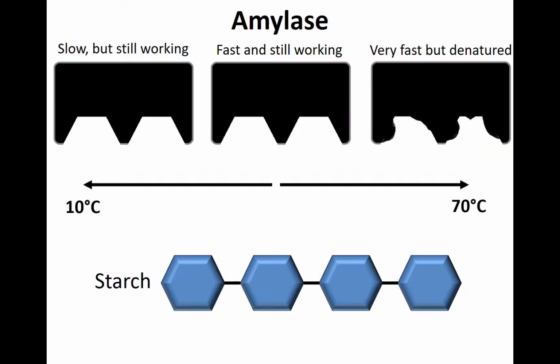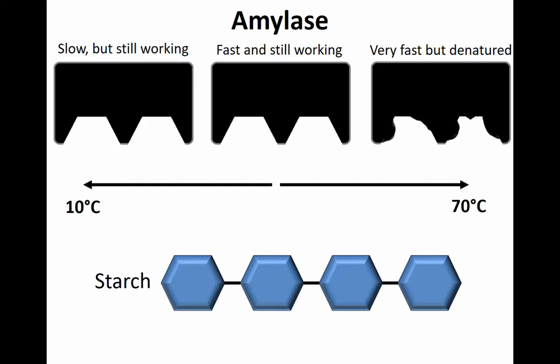So let's look at the denaturation problem. Amylase, at various temperatures, will have a different ability to act on starch. So at very low temperatures, the amylase will move around slowly, because at low temperatures molecules move slower, but it will still work because the active site will still be accessible to the starch substrate.